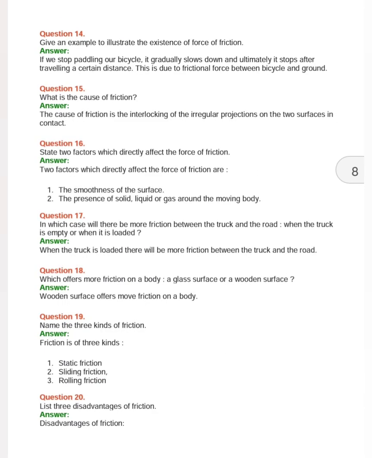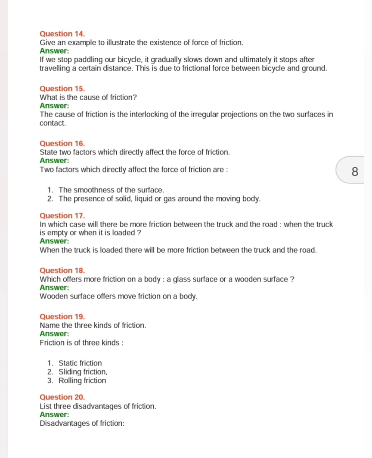Question 14. Give an example to illustrate the existence of force of friction. Answer. If we stop pedaling our bicycle, it gradually slows down and ultimately it stops after traveling a certain distance. This is due to frictional force between bicycle and ground. Question 15. What is the cause of friction? Answer. The cause of friction is the interlocking of the irregular projections on the two surfaces in contact.